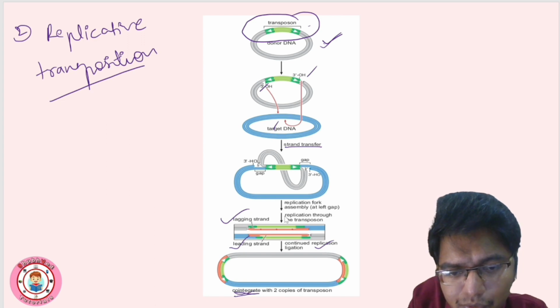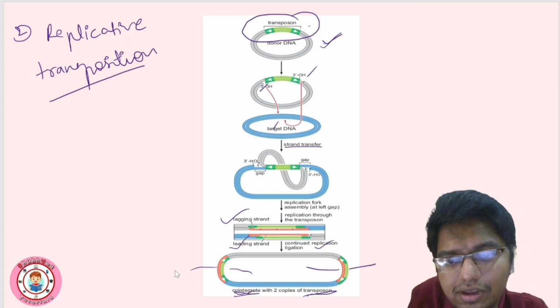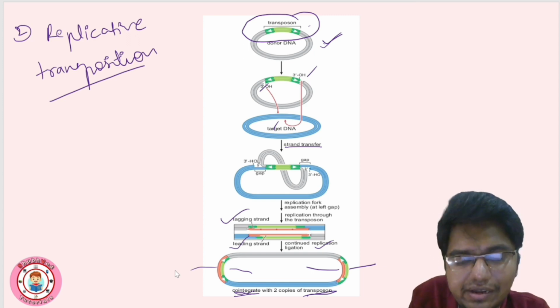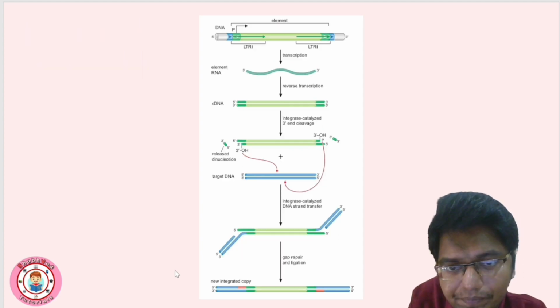Very important word, co-integrate. Means what? The two strands or two DNA are integrated, joined to each other with two copies of transposon. Okay, we can see here this is a transposon and this is a replicated DNA. Again, this is a transposon, this is a replicated DNA, right? So this is about transposition, DNA transposition. Two types. First is cut and paste, and the second is replicative transposition.